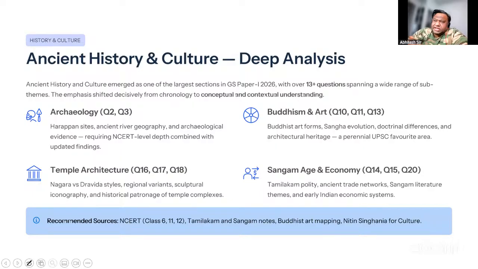Coming to the topic History, Ancient History and Culture. So around 13 to 14 questions were asked, and on archaeology there was an NCERT-level studies question. And Buddhism, and Buddhism and Jainism also, have always been a very favorite topic of UPSC. So they always have one or two questions in prelims or mains around that. And then again temple architecture and Sangam age economy.